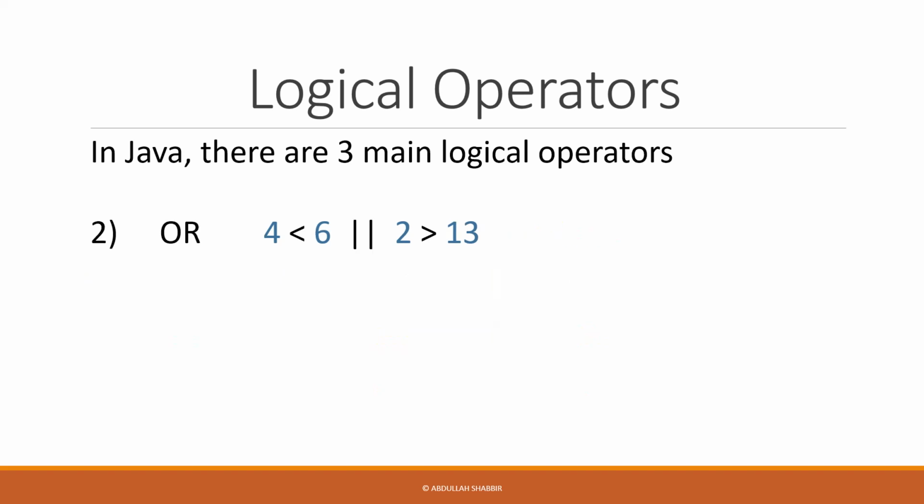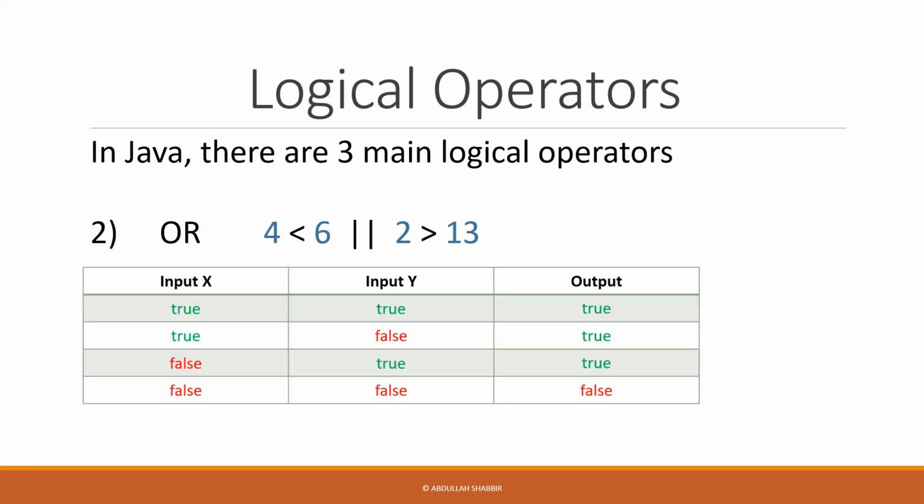An OR operator also combines two tests, but will evaluate to true when one or both of its two expressions are true. So it checks if the left expression or the right expression is true, and if at least one of them is true, then the OR combination will also be true. So for the same combination of expressions, 4 less than 6 is true and 2 greater than 13 is false, combined with an OR operator, this whole expression will evaluate to true.